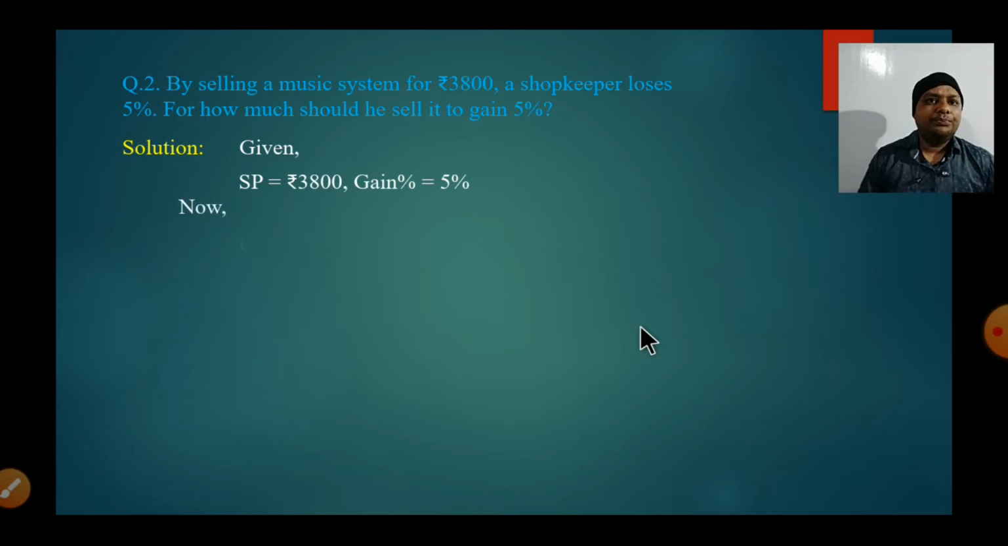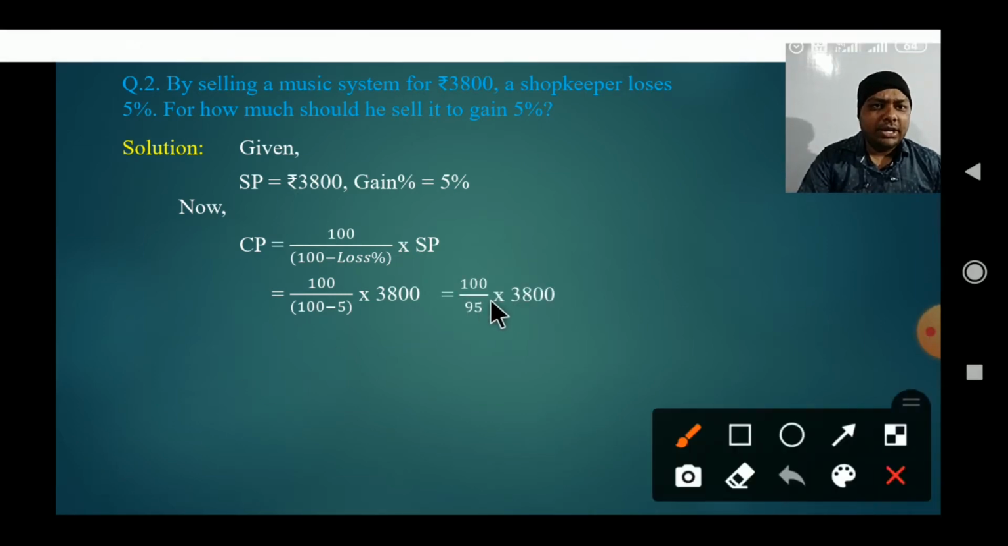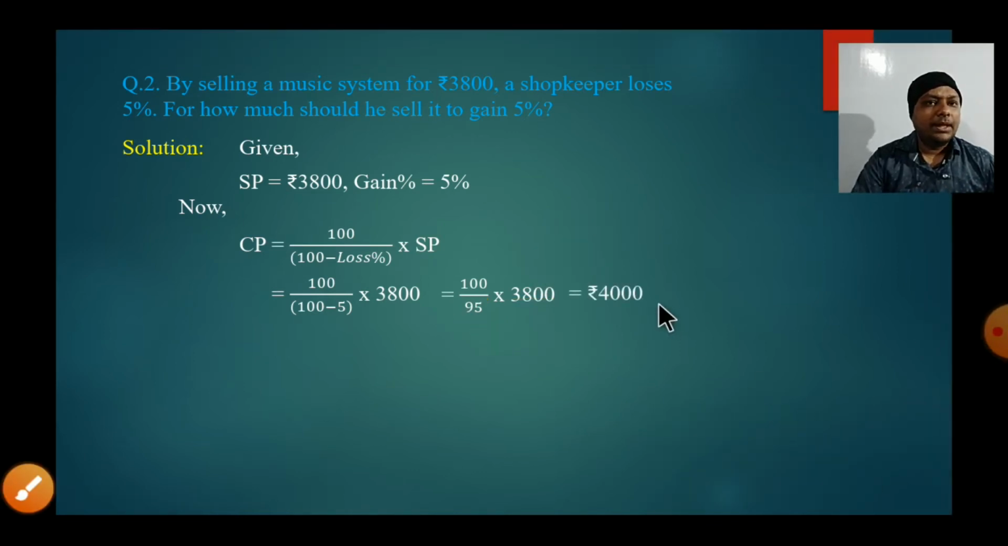Now we can say CP equals 100 by 100 minus loss percent into SP. This is the formula here. Now put the value: 100 by 100 minus 5 into 3,800. Let's divide it by 19. Yes, it is divisible by 19: 19 into 5 is 95, 19 into 2 is 38, and 00. Again the 200 will be divisible by 5, 5 into 40 is 200. So the CP of the music system will be 40 into 100, that is 4,000. Now we know the CP here.